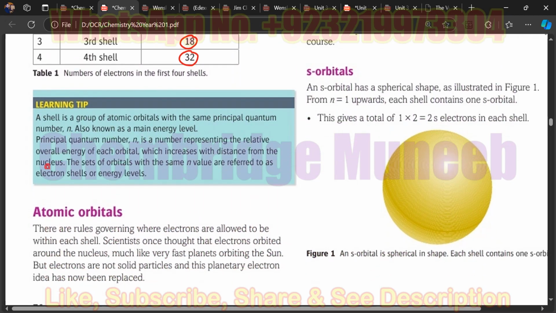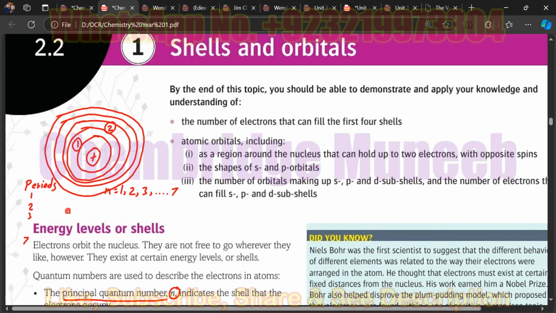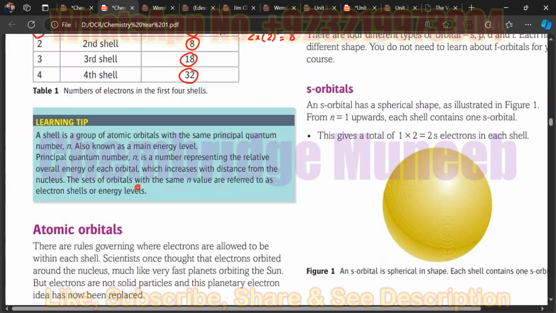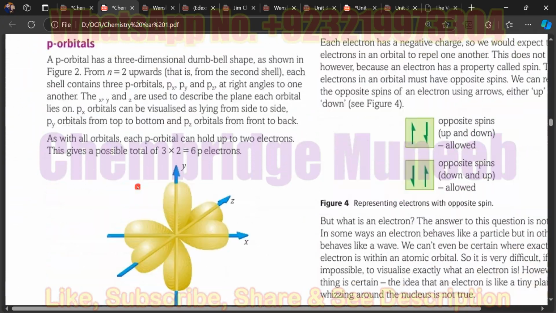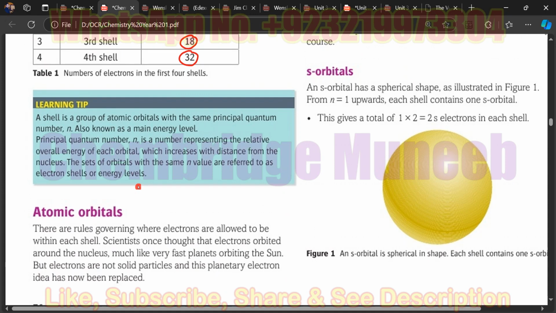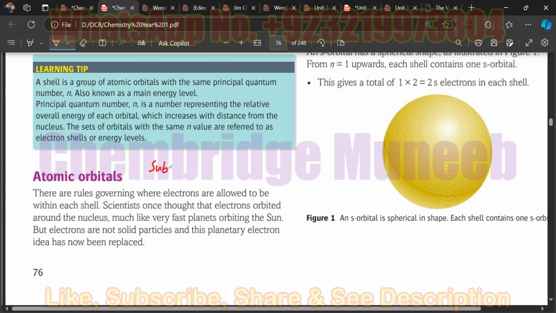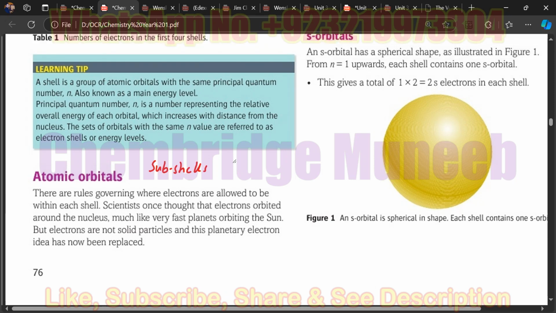Now the next thing is about the atomic orbitals. Basically, they are missing one thing which I need to add here. It is about the subshells. They have not mentioned anything about the subshells, or you can call them sub energy levels. Now what are these subshells or sub energy levels?